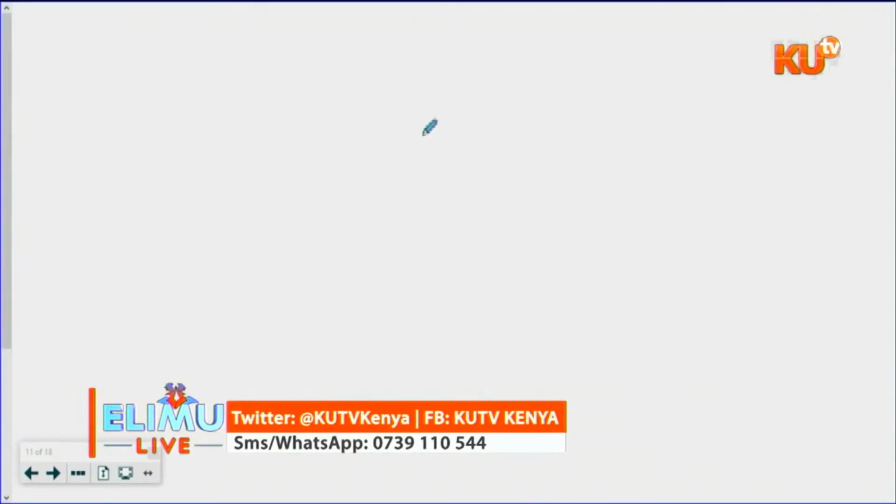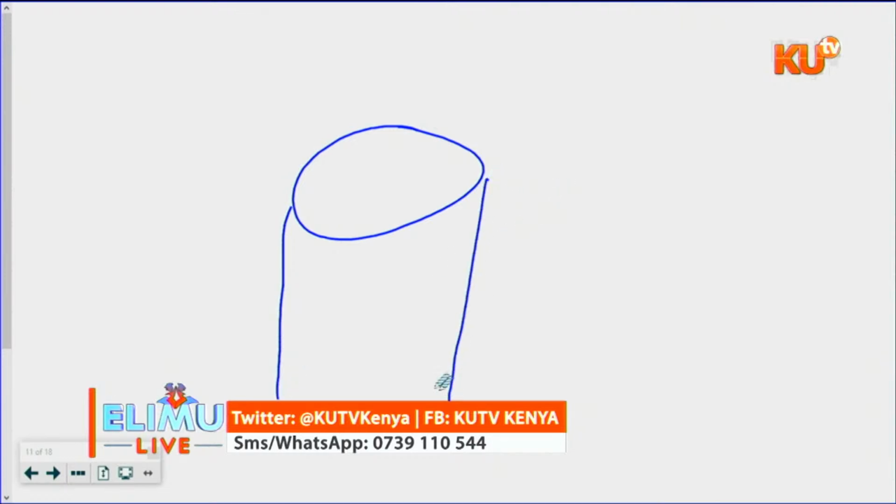Leon will have this diagram here. This is our diagram, and this is a diagram of a cylinder.